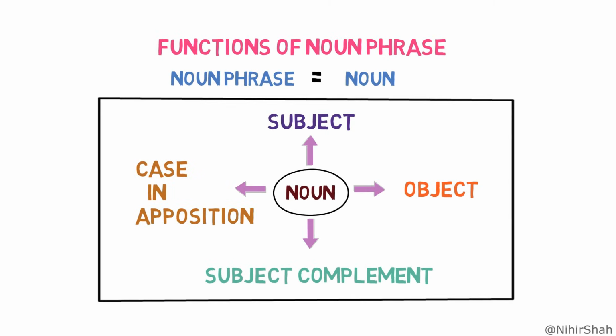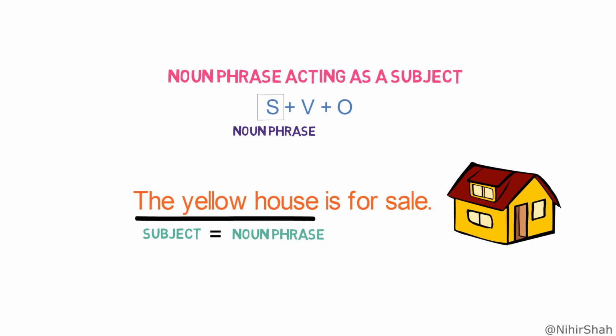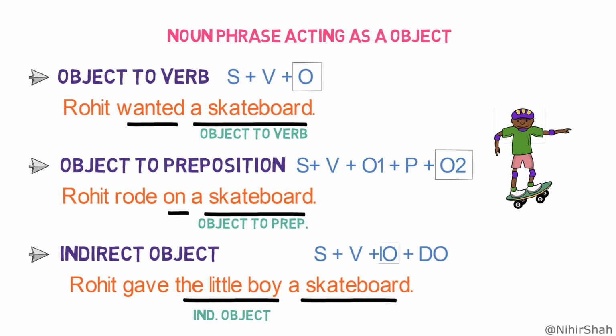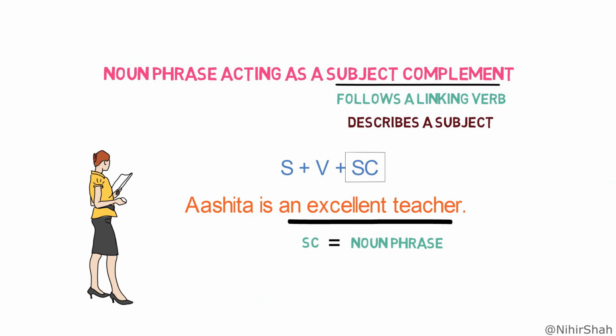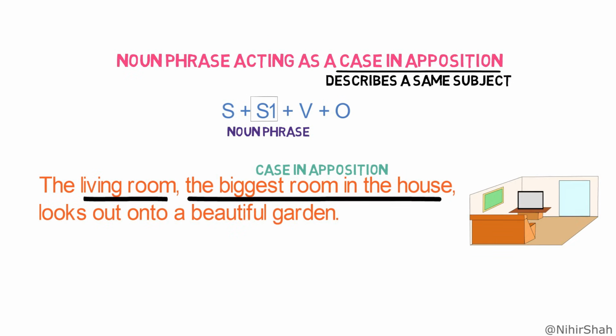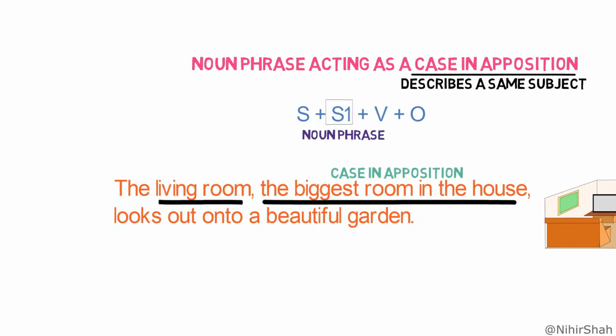Next, we learned the different ways in which a noun phrase could come in a sentence. Number 1, it can act as a subject in the sentence. Number 2, it can act as an object in the sentence, which includes object to verb, object to preposition, or indirect object. Number 3, it acts as a subject complement in the sentence. And number 4, it can act as a case in apposition in the sentence.